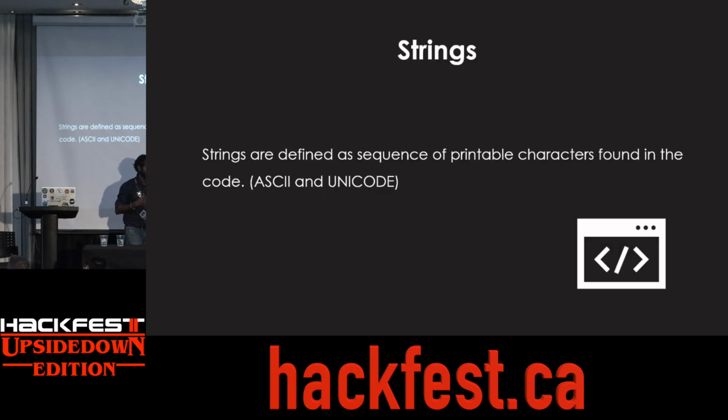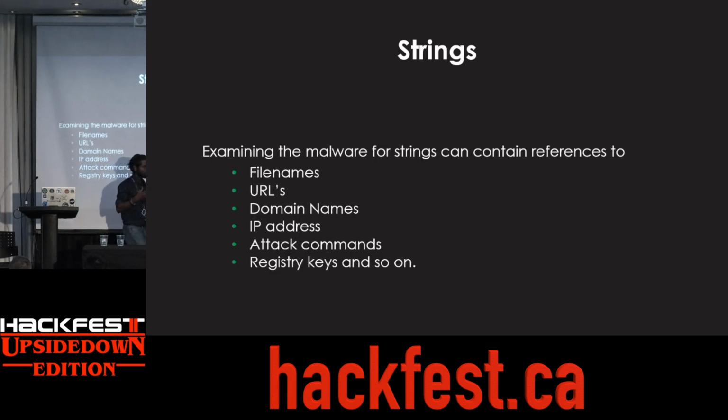Let's look at the next thing, strings, which are sequences of characters found in the code. They can be ASCII and Unicode. Why do we need to find strings, and what can we find through strings? It may contain references to IPs, URLs like domains, C2 servers, and also any other attack commands or shell commands.